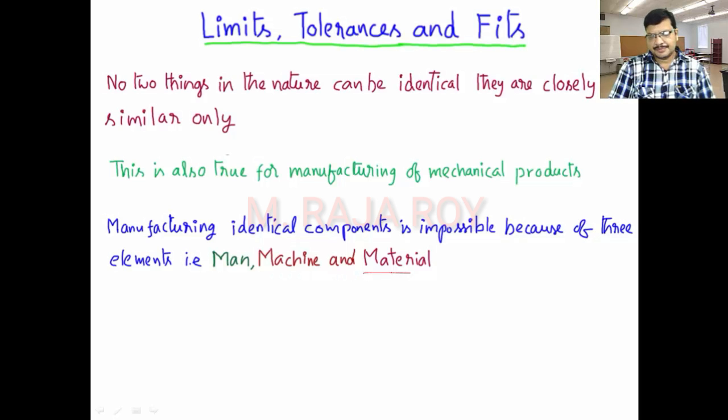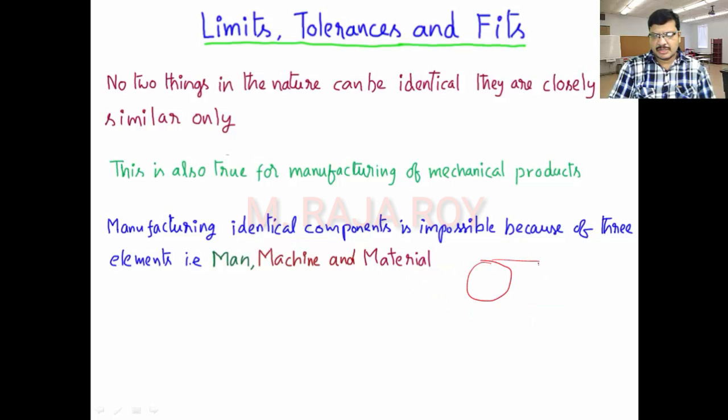Then material. Suppose 40 Cr8 is some steel material. This particular material grade will not be the same if one person is manufacturing in India and another person is manufacturing in the US. Slight variation will be there, which is negligible, but that will affect the dimensions of the object.